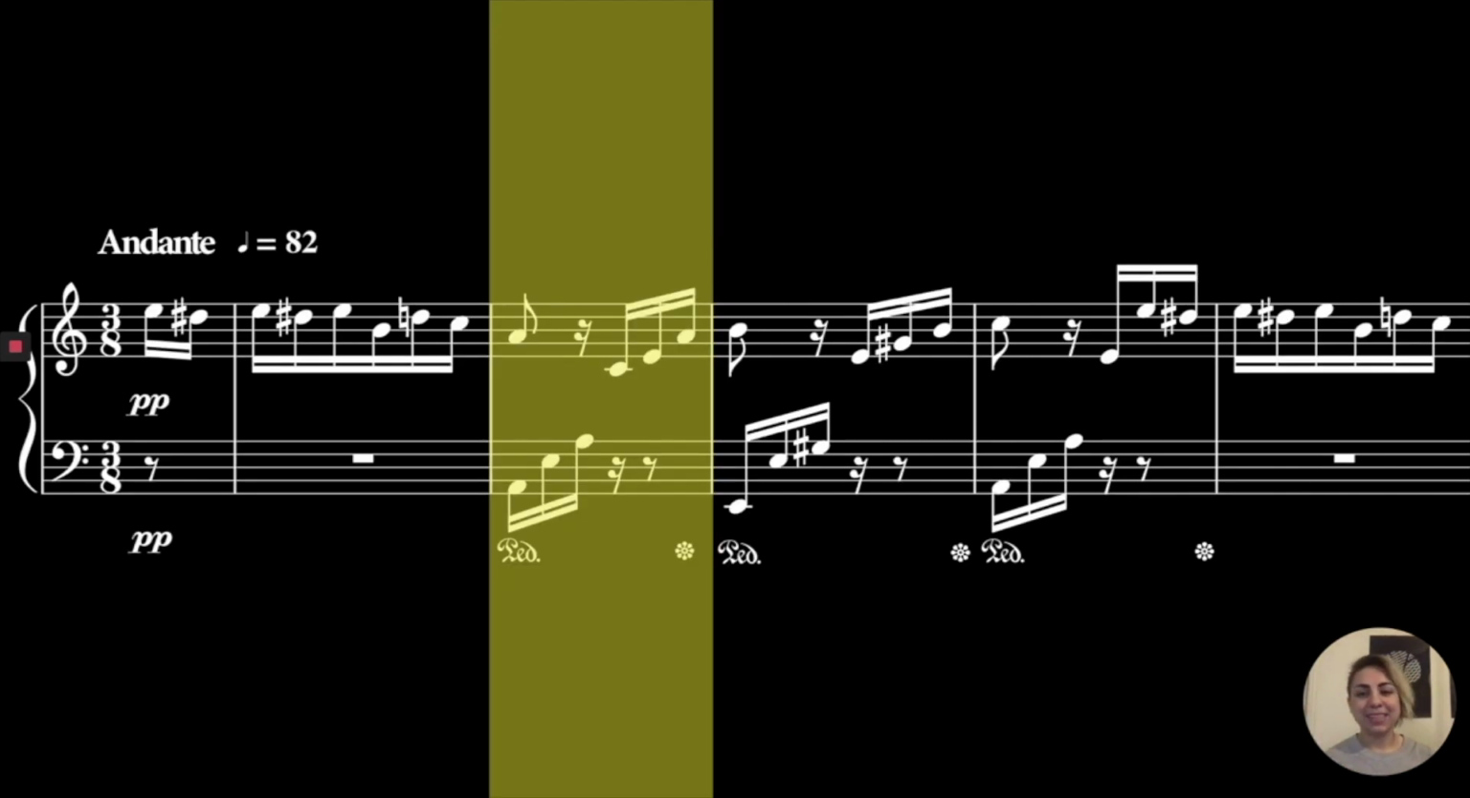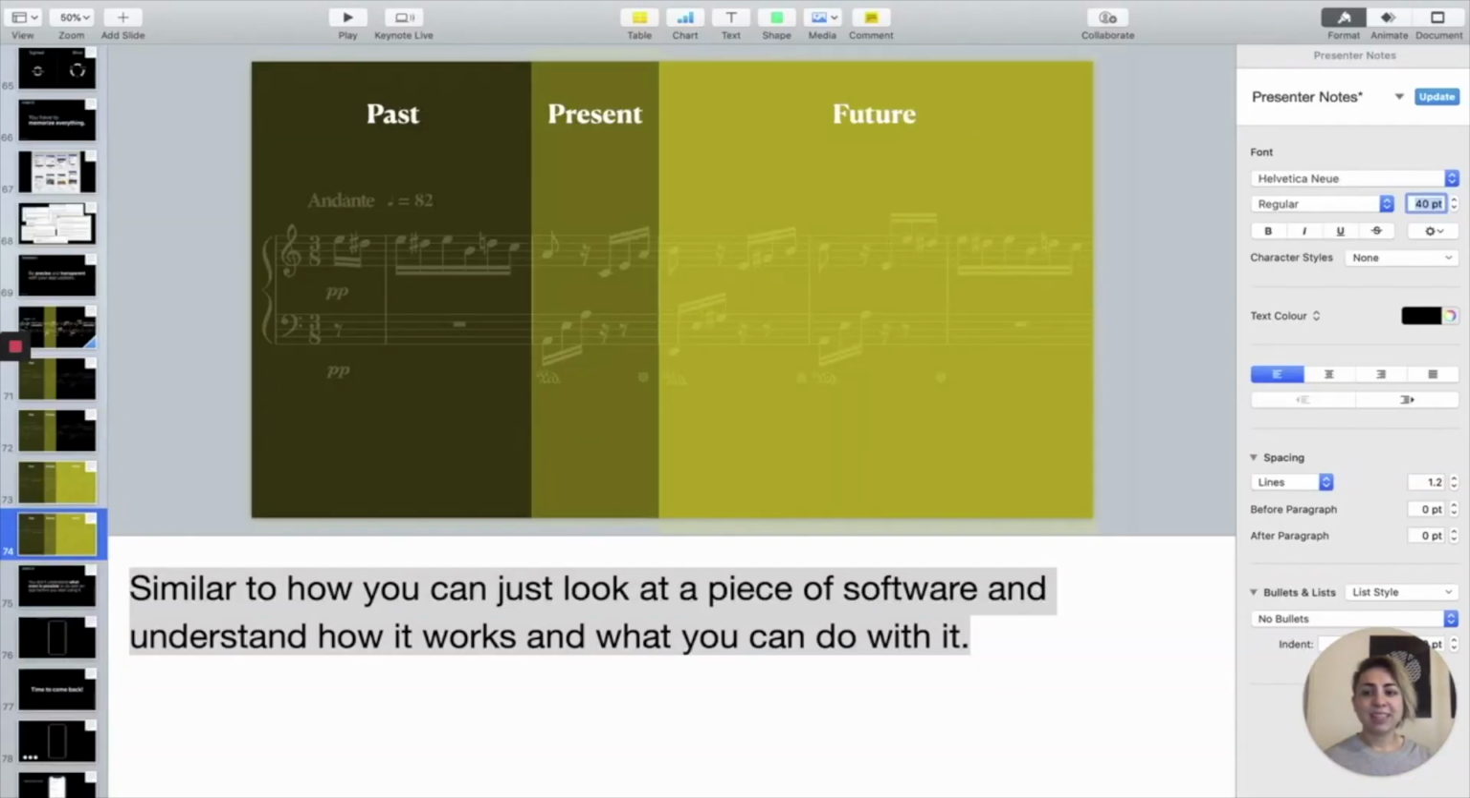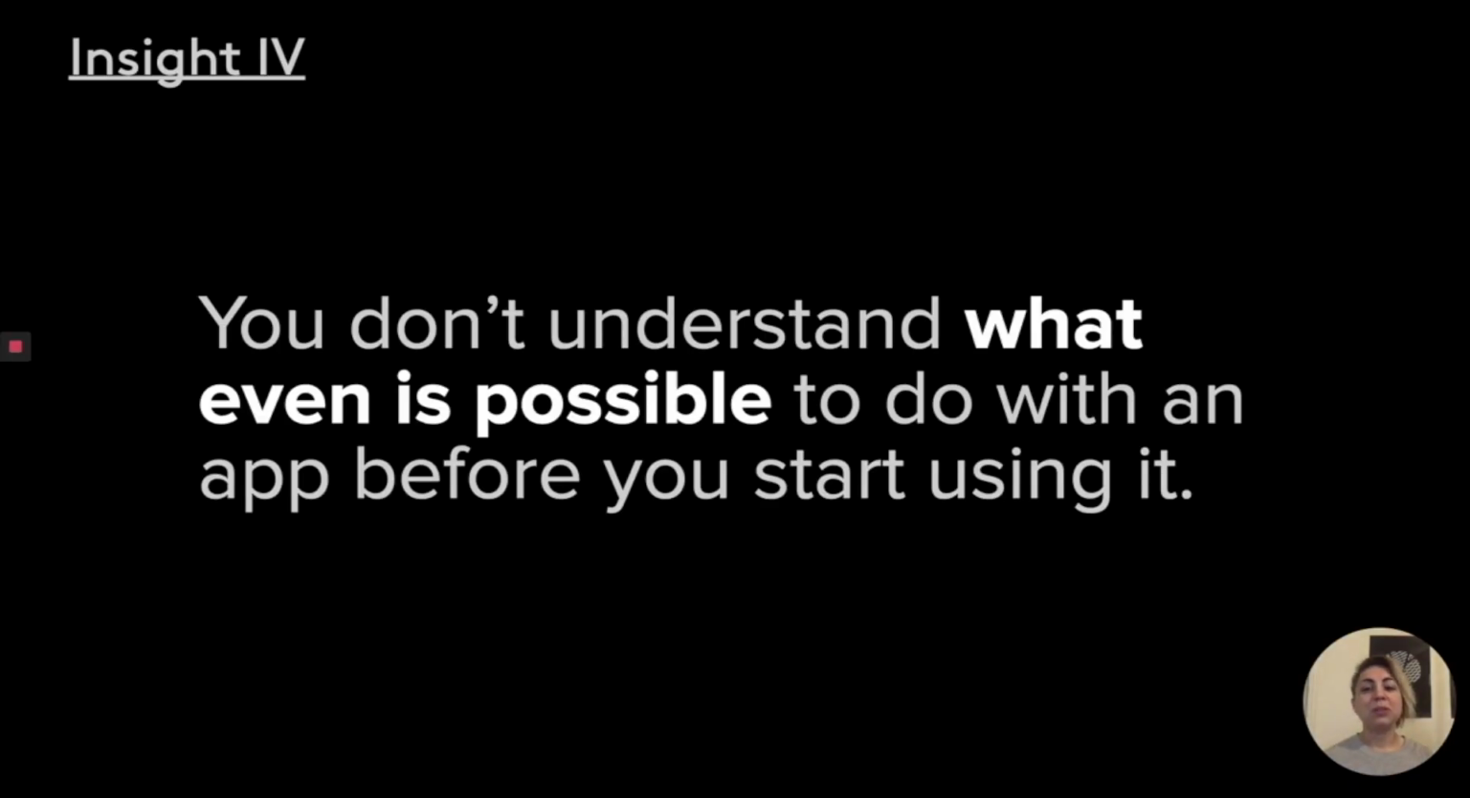One great benefit of seeing sheet music is that you can immediately glance at the past, the present, and the future of what you're supposed to do, and create this overview of how a piece will flow, how difficult it will be, how it sounds, kind of zooming in and out and seeing the bigger picture. And that's a superpower of vision that no other sense has. It's similar to how you can just look at a piece of software and understand how it works and what you can do with it. But when you're using software as a blind person, you can't create this overview to understand what's possible. And without knowing what's possible, you don't even know what to ask for.